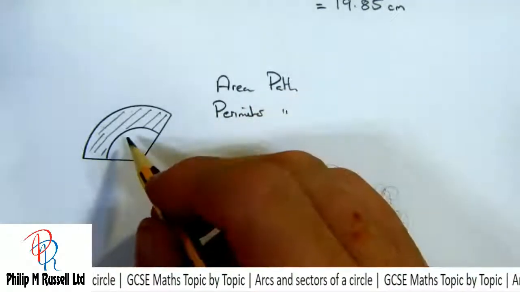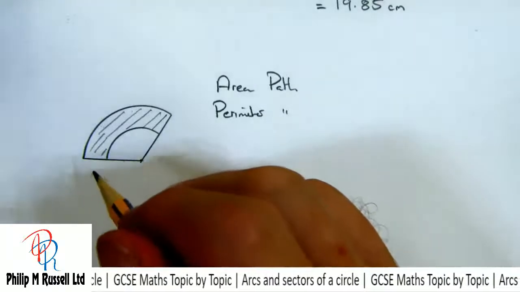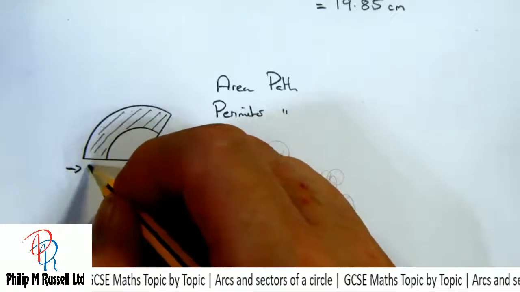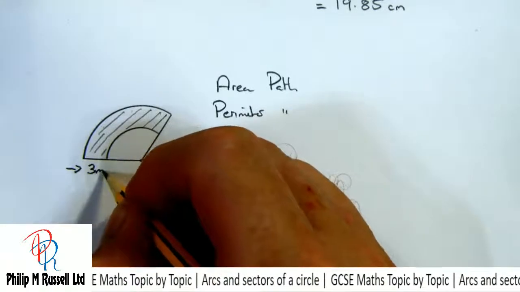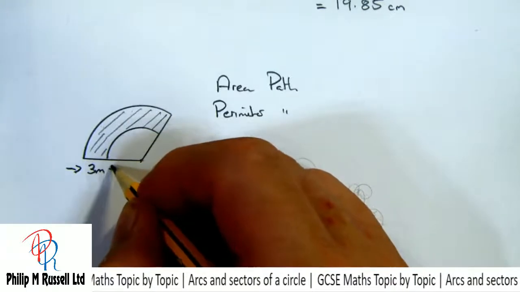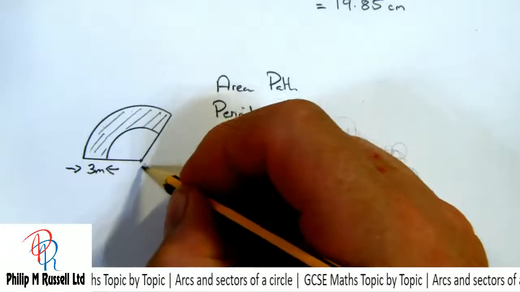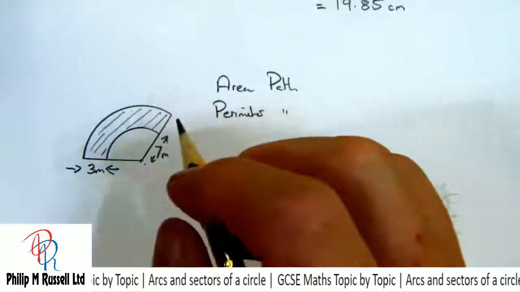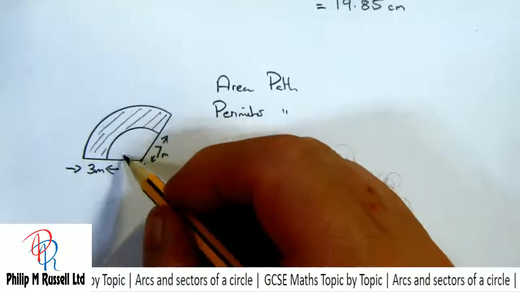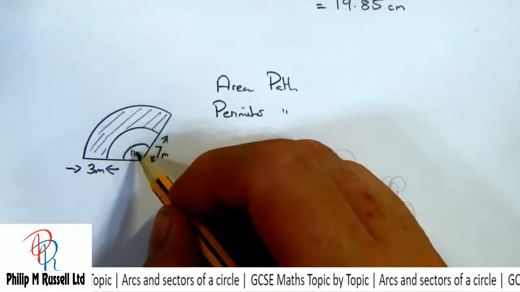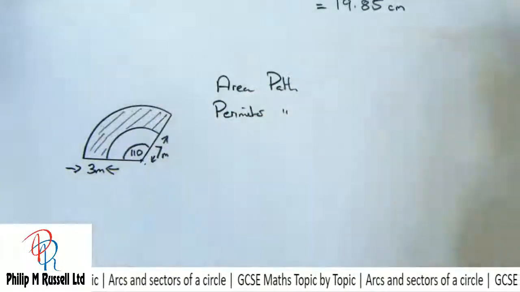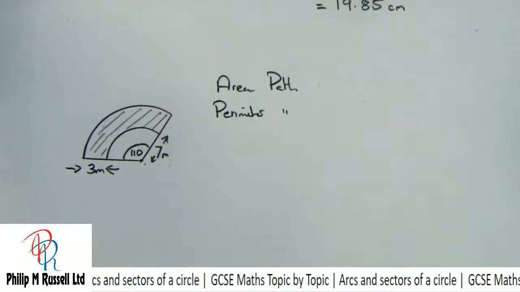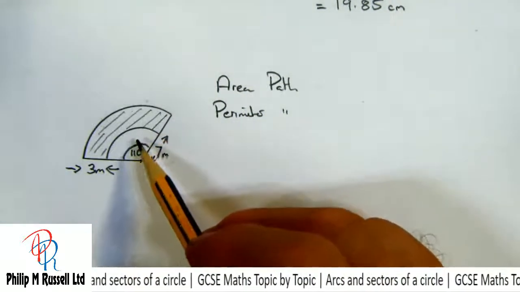Of the path. So let's have some figures in here that make it sensible. Let's have that as 3 meters across, that distance there, and we'll have this distance here of 7 meters, and we're told that this angle is 110. Whether it is on my picture or not is irrelevant. So what we've got to do is work out the area and the perimeter.